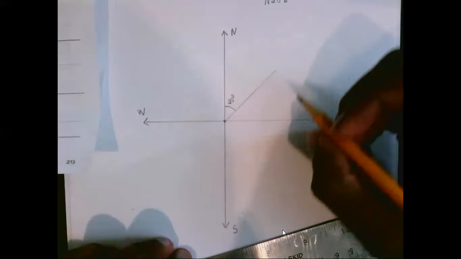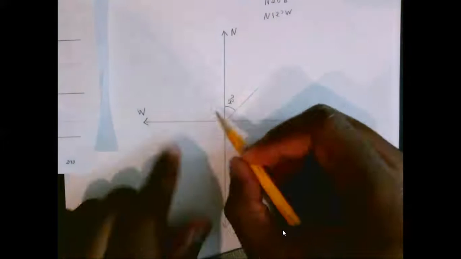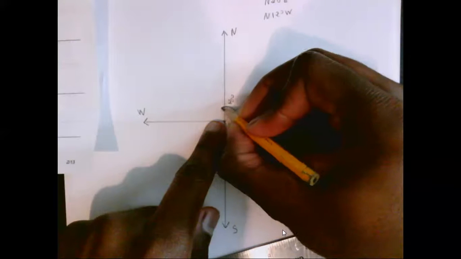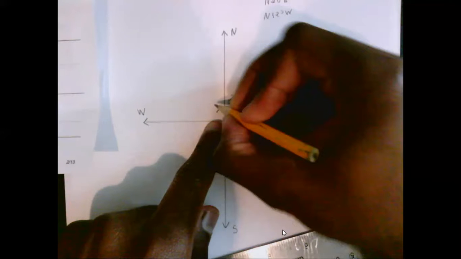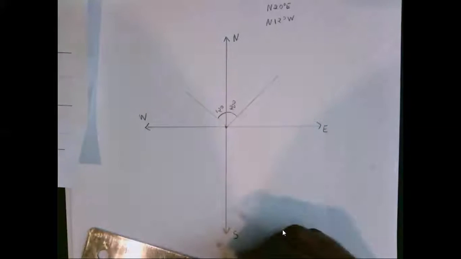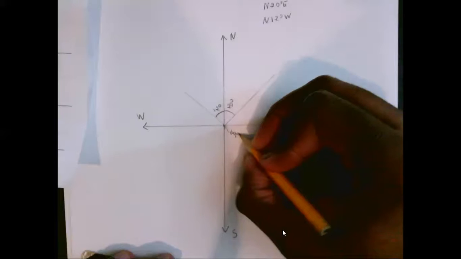Now Jim, the other person, Jim hiked at 3 miles per hour with a bearing of north 12 degrees west. So we have to north west, and the deviation is 12 degrees. So from here to here is 12 degrees, like that. And it starts hiking, going from here to here. So this point right here is the departure point, where they both depart from.